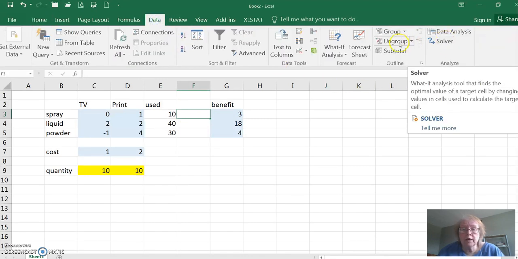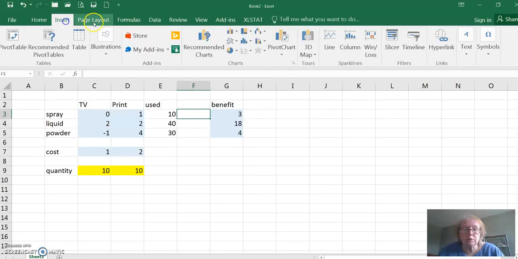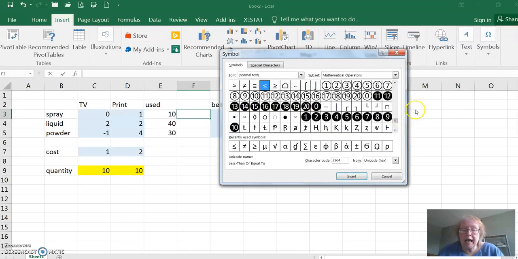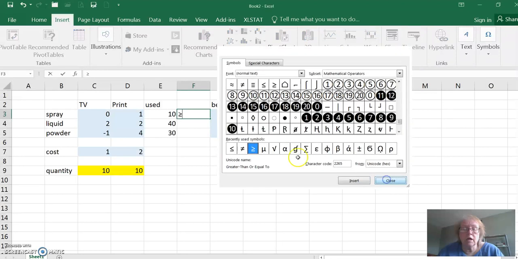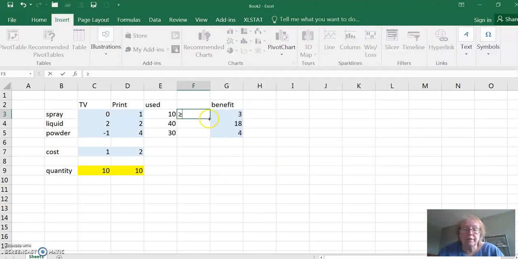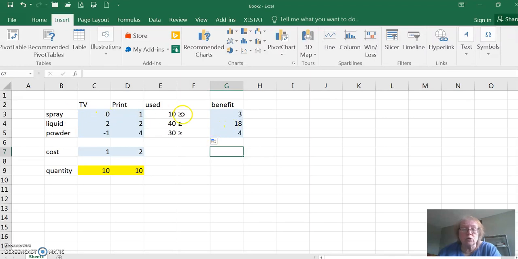So I'm going to go over here to my Insert tab, where's Insert? I'm going to insert a symbol, and this time my symbol for my constraint is actually going to be greater than or equal to. I've got to make sure that each one of these are greater than or equal to. So we've got to have at least a 3% increase in sales for the spray product, at least 18%, so greater than or equal to, okay?